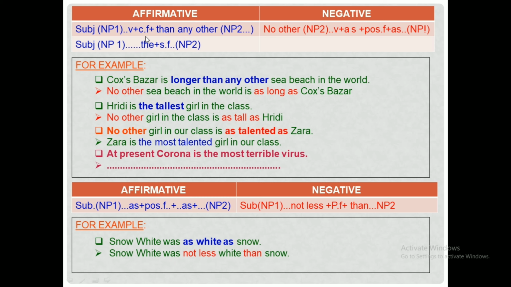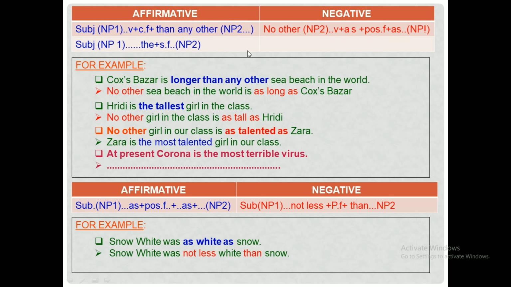There is also another rule. It is in the superlative form. Here, SF indicates superlative form. Both types of sentences have to be turned into negative following the structure: No other plus NP2, then as plus positive form plus as, then NP1. NP1 and NP2 here have to be changed in their positions wherever there is any change between positive and comparative form.